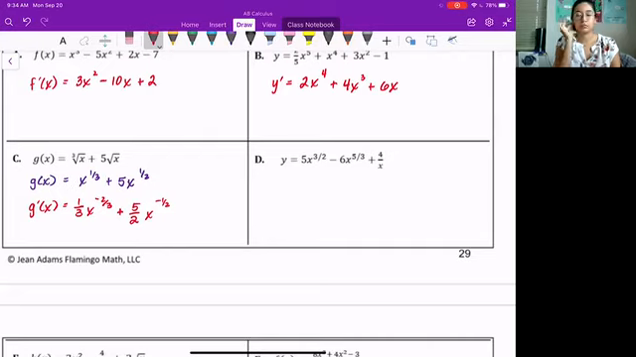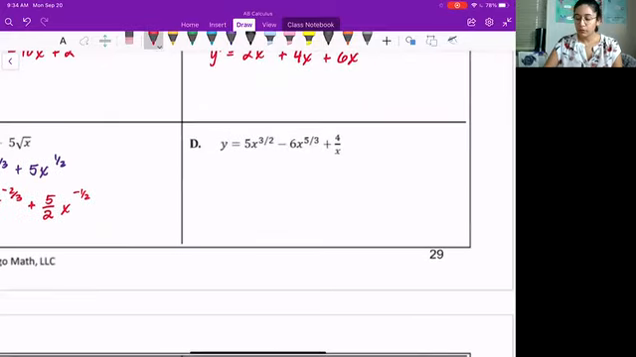Okie doke. Last one here. Okay, so far my first term looks great. My second term looks great. My third term is a fraction. I'm going to have to rewrite.